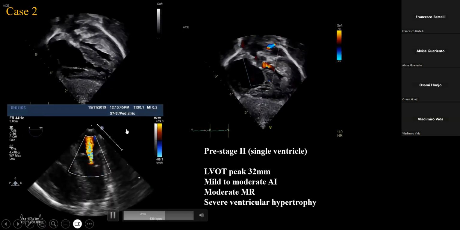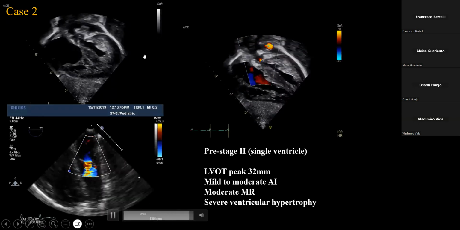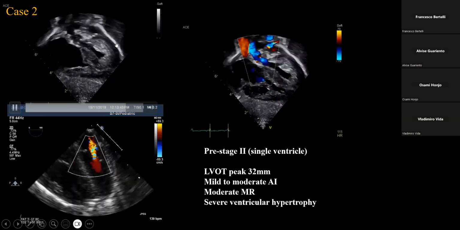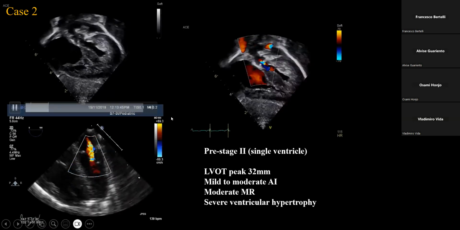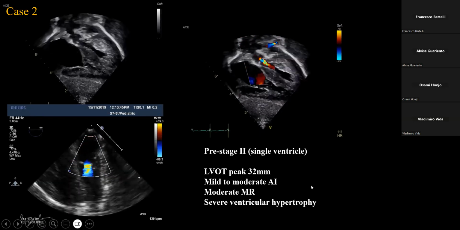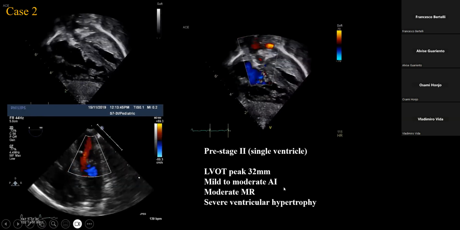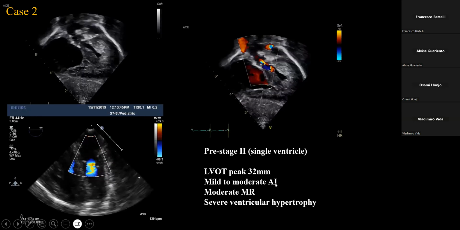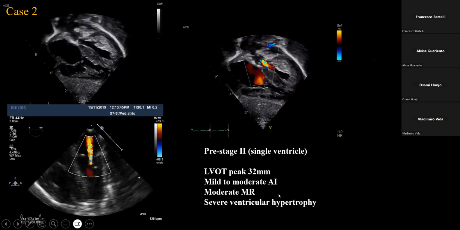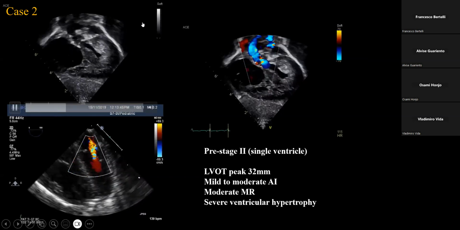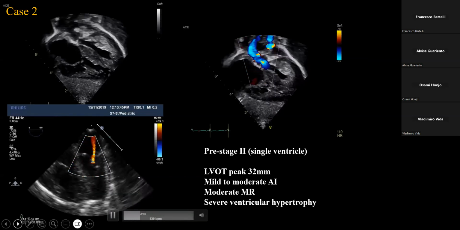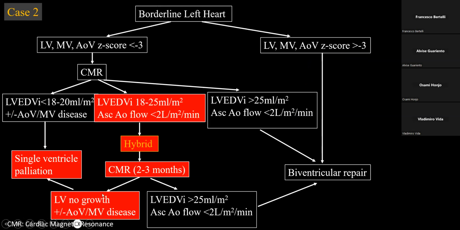What turned out to be happening is that this left ventricle stayed really muscle bound and hypertrophied, and had a regurgitant aortic valve and mitral valve, and then we decided not to proceed with the biventricular repair. So this patient had single ventricle palliation at the end.